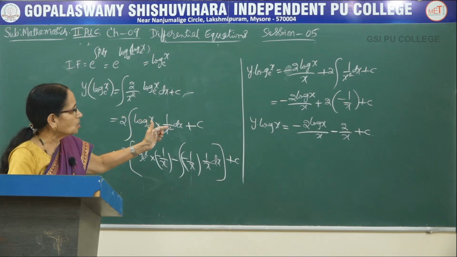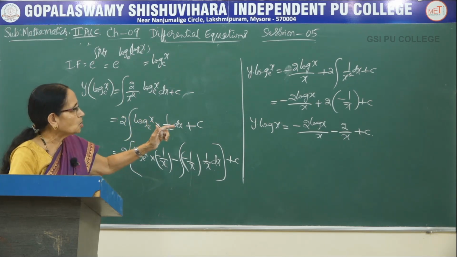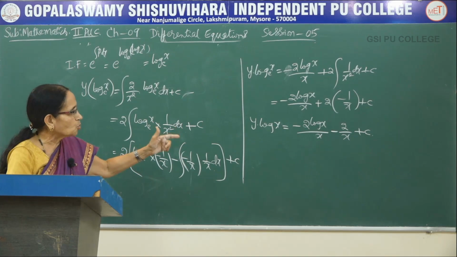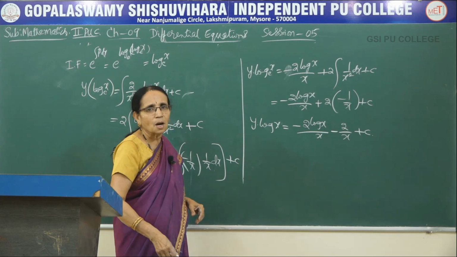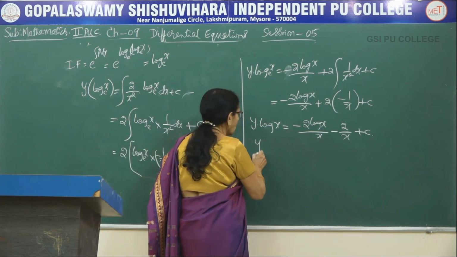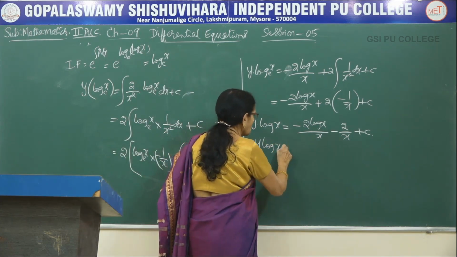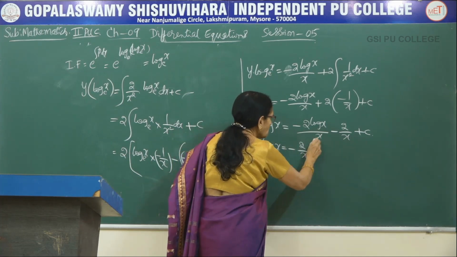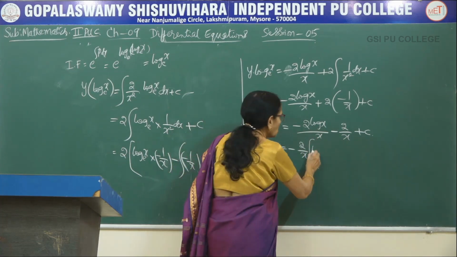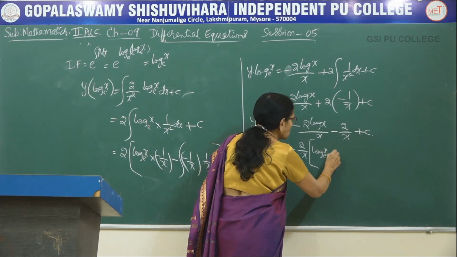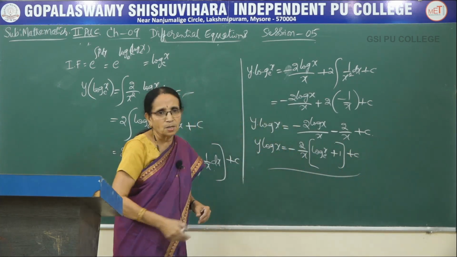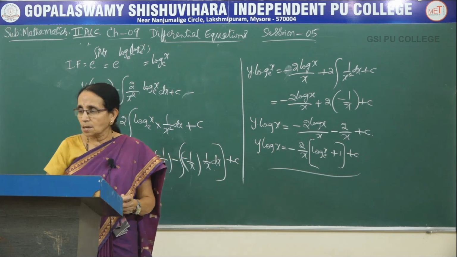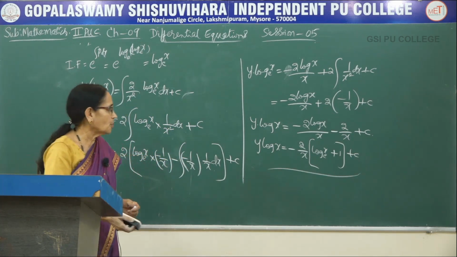So it is y into log x equal to minus 2 log x divided by x minus 2 by x plus c. You can stop here, but on the right hand side we see that there is a common factor. Let me take that common factor and write the remaining terms. What's the common factor? It is minus 2 by x into (log x plus 1). It is not log of x plus 1, it is log x plus 1, plus the constant of integration. So this is the general solution of the given equation.